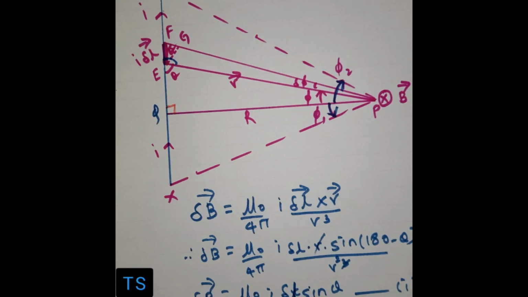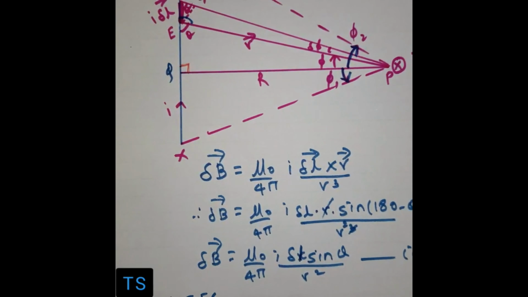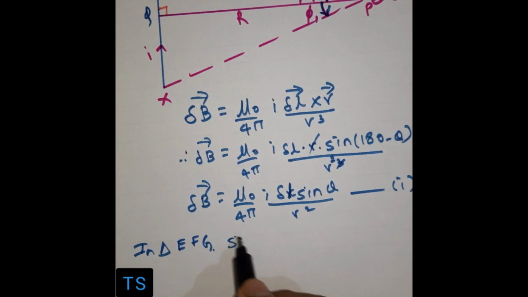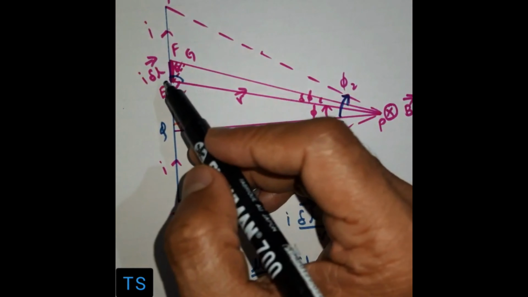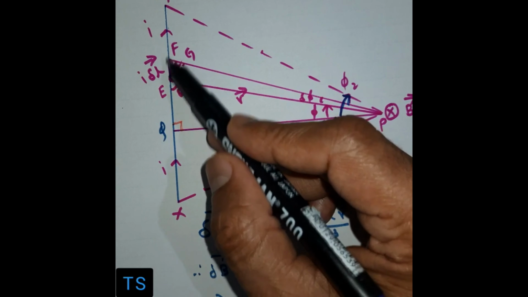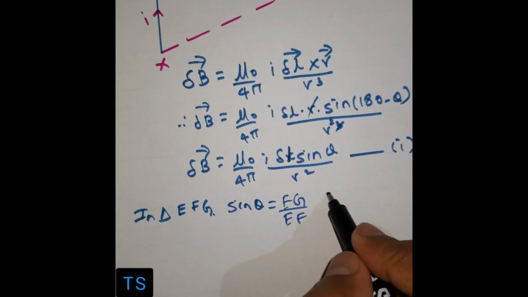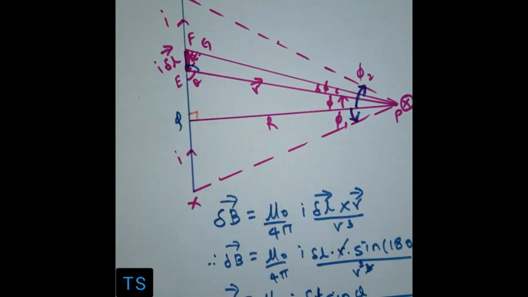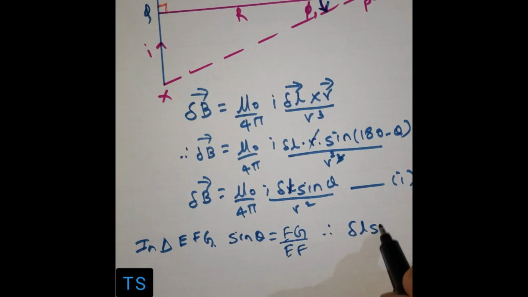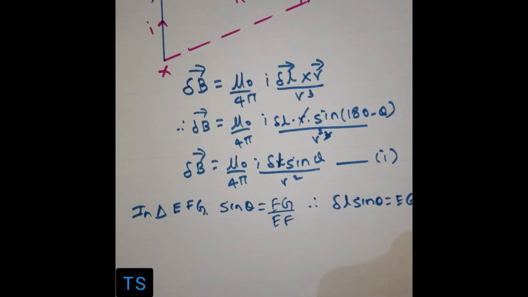So if I take this triangle EFG and find the value of sine theta, I get sine theta equals EG upon EF. I know EF is nothing else but a length, which is delta L. So I get delta L sine theta equals EG. Let us say that I got this equation, and this is your equation number 2.